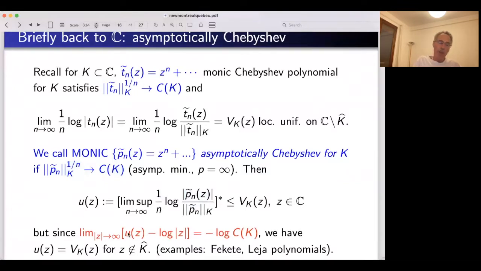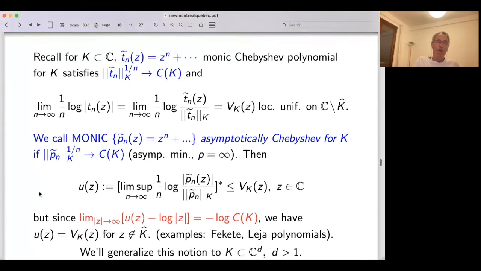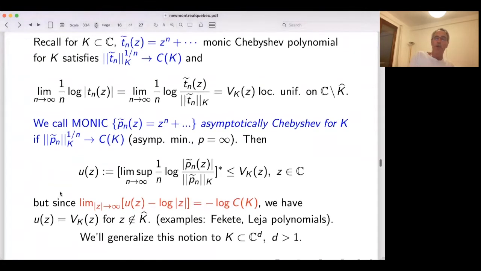That is, u of z not only grows like log mod z, but u of z minus log mod z has a limit at infinity that's exactly the same as you have for the extremal function. And that tells you that this function u actually equals this extremal function outside the polynomial hull. But again, it's a lim sup of a sequence that you're taking here, and then you're regularizing. So this notion of asymptotically Chebyshev, we're going to generalize to several variables.